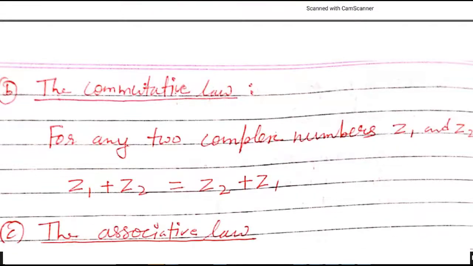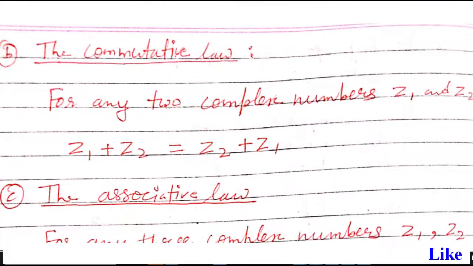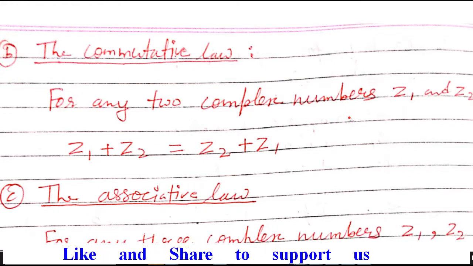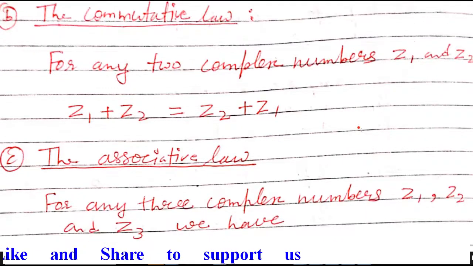Now we will move to the commutative law. Commutative law means if we interchange the places. So if you add z1 with z2, or if you add z2 with z1, in both situations you will get the same answer. So the commutative law holds in the complex number system.